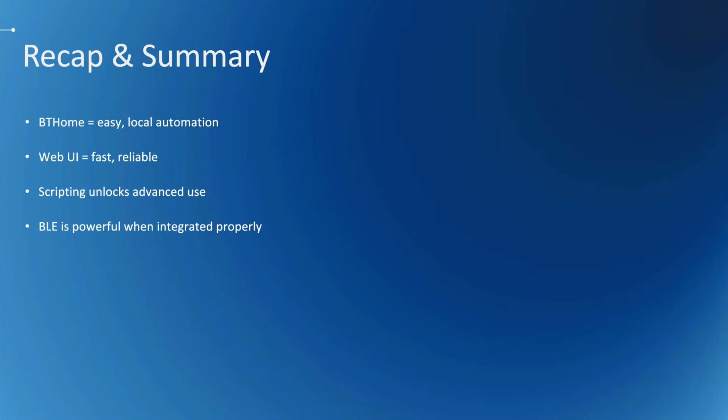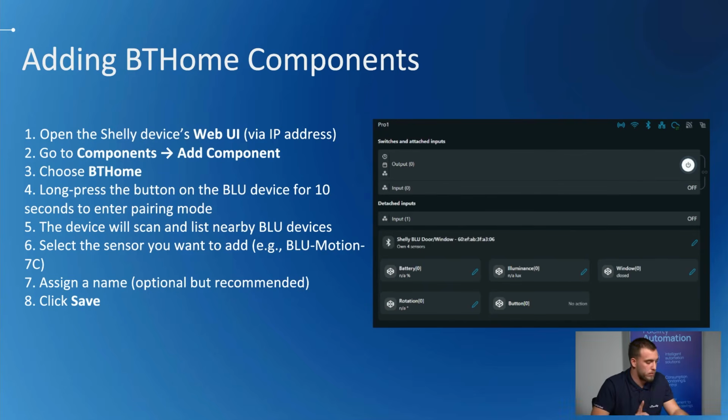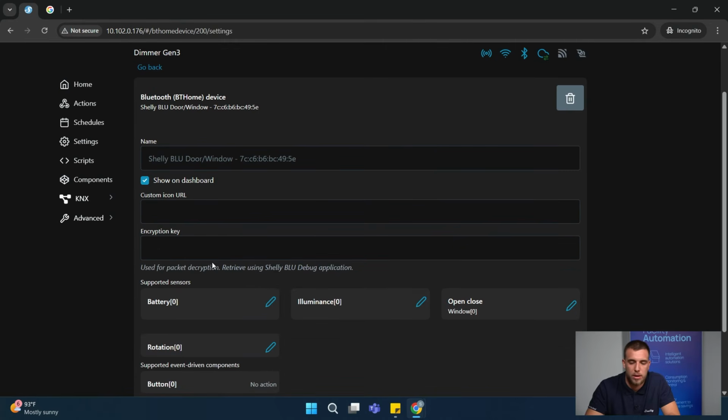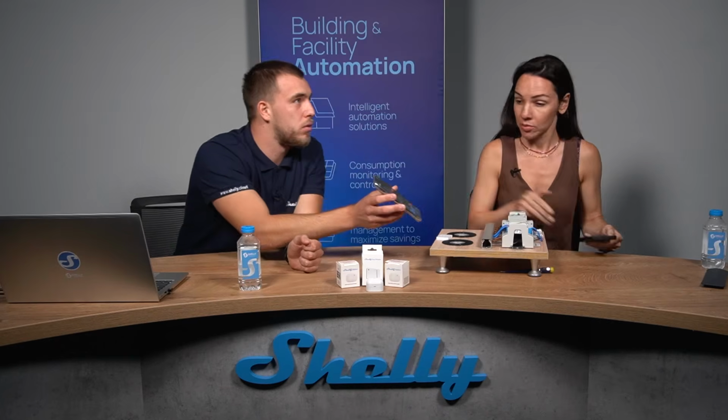Okay, I also forgot that I wanted to show you the encryption of the BTHome device. When you click on the pen icon here on blue door window, you see that you have an encryption key, and it says use for packet decryption, retrieve using the Shelly Blue debug application. I'm not gonna dive into this. I just wanna show you how it looks. Can we show on the camera? Absolutely.